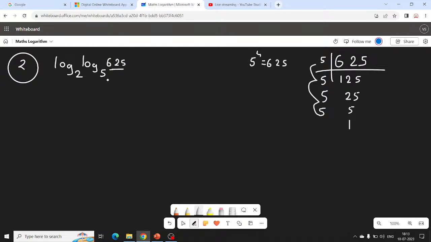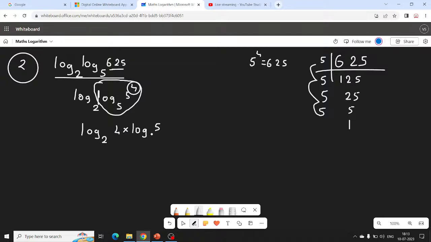Yes, correct. So here in this question, what happens? Here I will write log base 2, here this is log 5 and this is 5 to the power of 4. Yes or no? Right? So look at this part carefully. What happens to this power here? So this becomes 4 into log 5 to the base 5. What is log 5 to the base 5? 1. So what happens to this question is log 4 to the base 2.